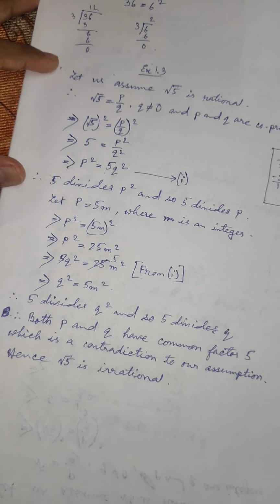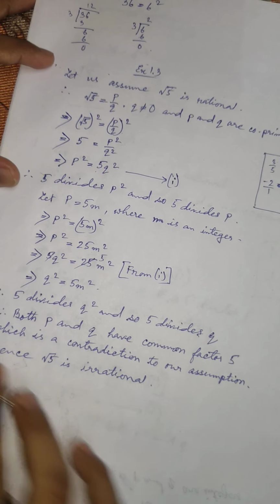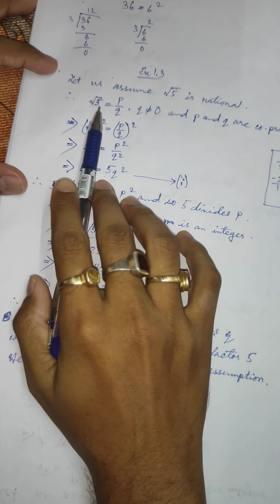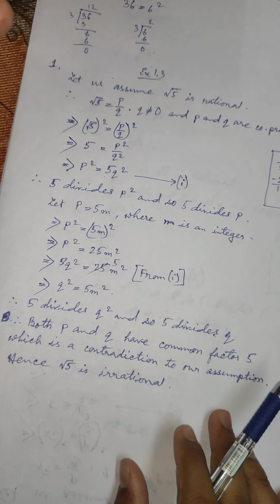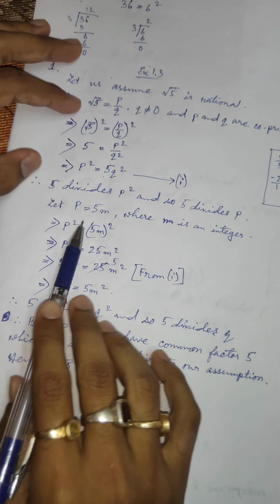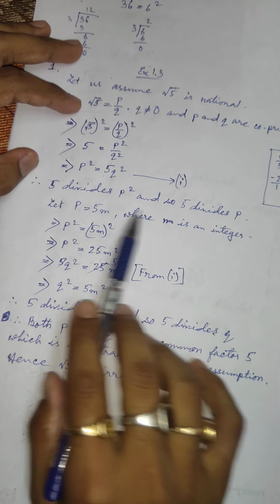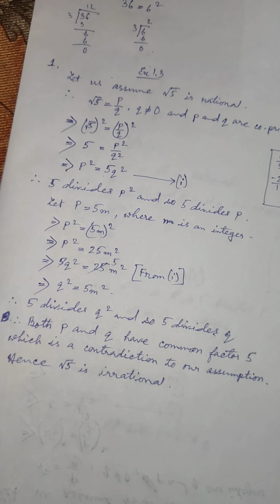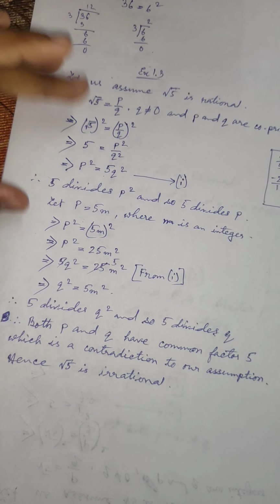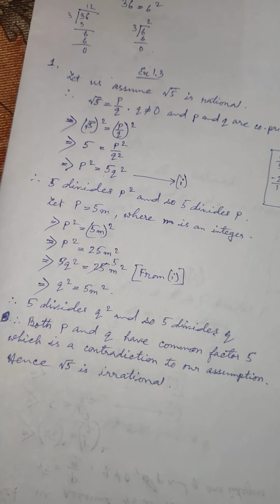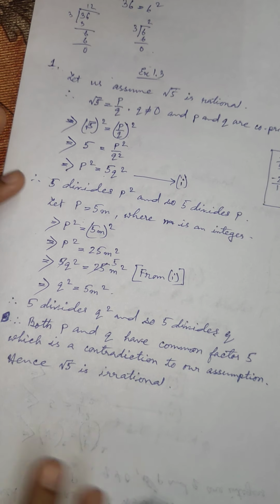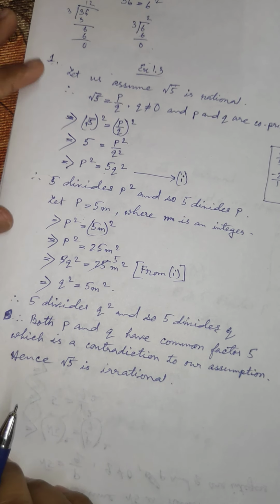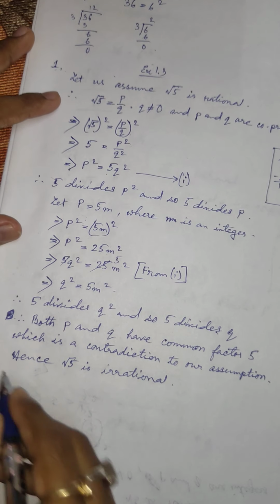This way you are to prove it. In case of root 2, just in place of 5 there will be 2, and when you prove root 3, replace all the 5 with 3, and replace all the 5 with 2 in case of root 2. This way you can prove. If you understand one properly and the writing system, then you can do the others also. Anyway, let's see the next, number 2.